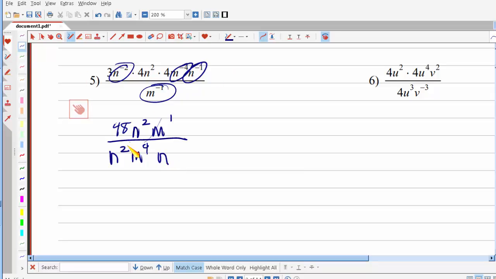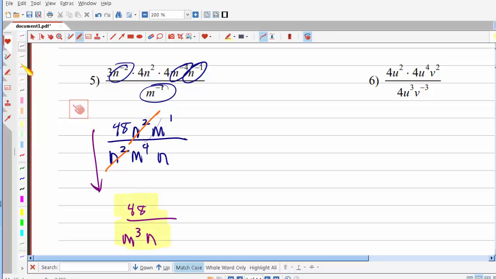Okay, so now I can see I have an n squared in the numerator and denominator, so I can get rid of that. And now I'm going to use the quotient rule. So you keep the base m and subtract the exponents. So 1 minus 4 is going to give me negative 3. So I'm going to have m to the negative 3 in the numerator. That's going to go back down to the denominator and become m positive 3. So I'm going to be left with that.